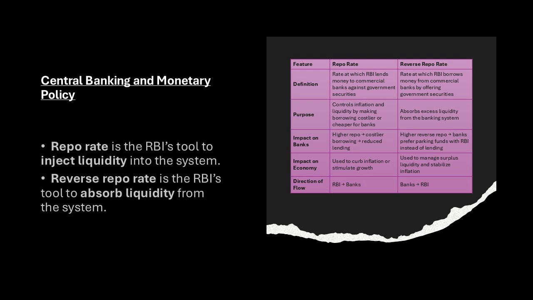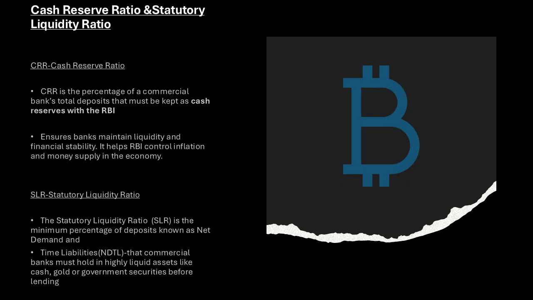The flow in case of repo rate is from RBI to the banks. In case of reverse repo rate, it is from banks to RBI. The current repo rate is 5.25% and the current reverse repo rate is 3.35%. The next topic is CRR and SLR.